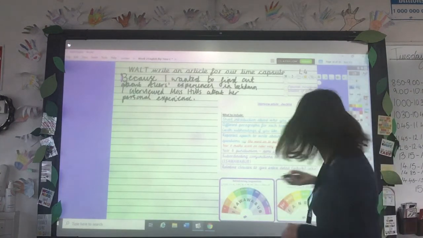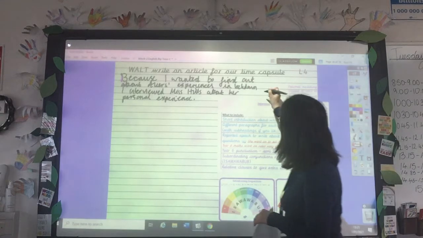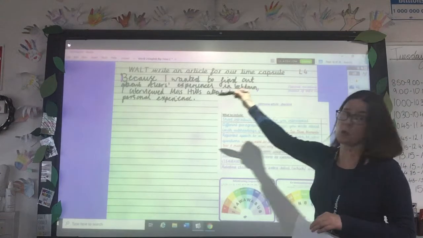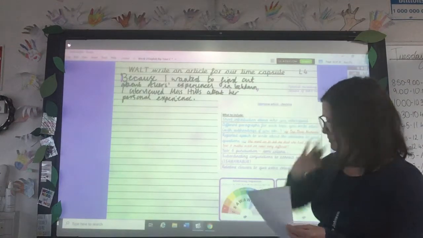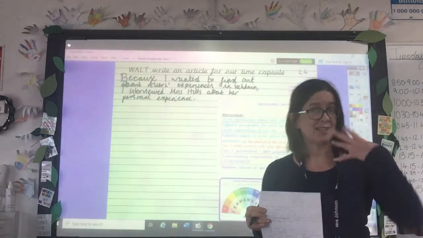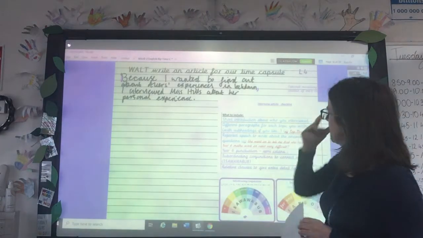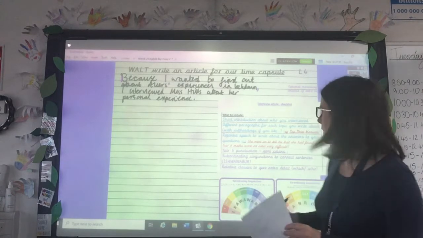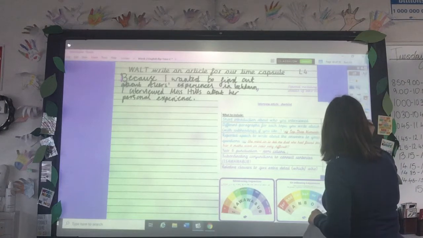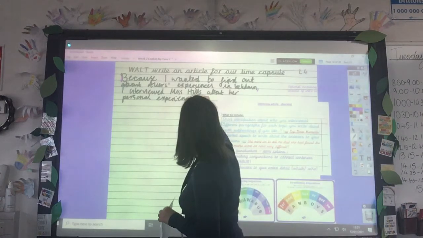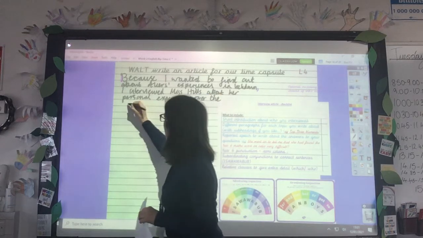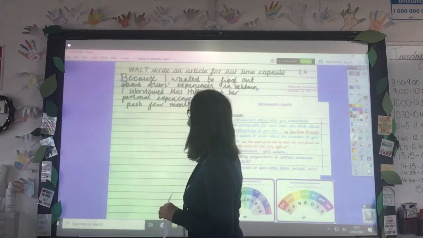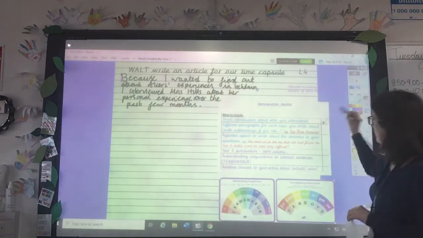My class are probably watching this thinking, oh, so what's new? Mrs. Johnson having issues with the board. There you go, comma. So that's now separating my subordinating clause from my main clause. And I've put my subordinating clause at the beginning of the sentence to make it a bit more interesting for the reader. Because I wanted to find out about others' experiences in lockdown, I interviewed Miss Hills about her personal experience over the past few months. Okay, so that's my introduction.